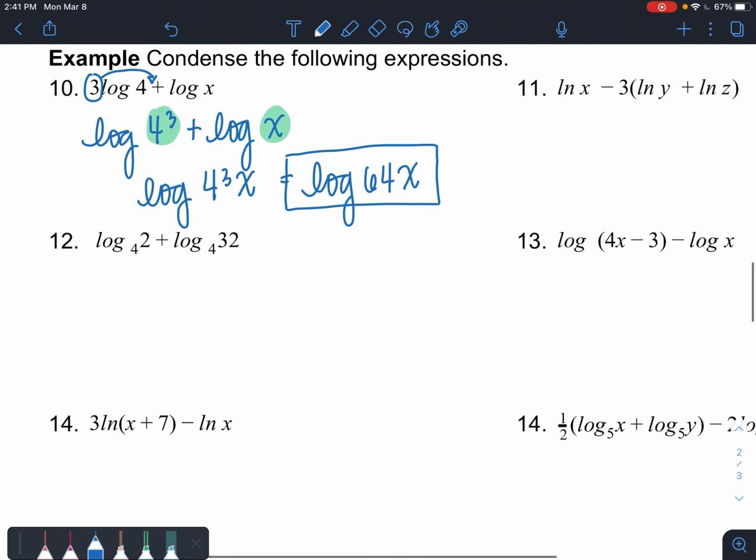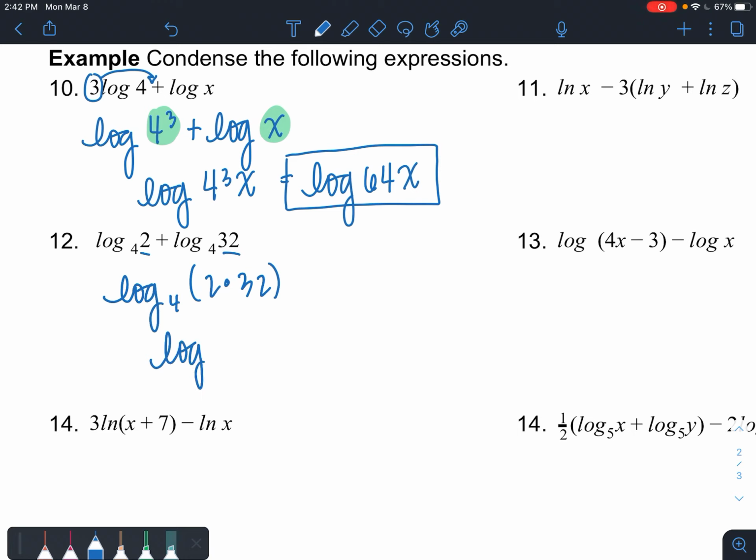Let's look at this next one here. For this one, I'm going to have to use a change of, well, let's get there in a second. So I have log base 4 of 2 and 32. So I'm going to do log base 4 of 2 times 32. So I get log base 4 of 64.